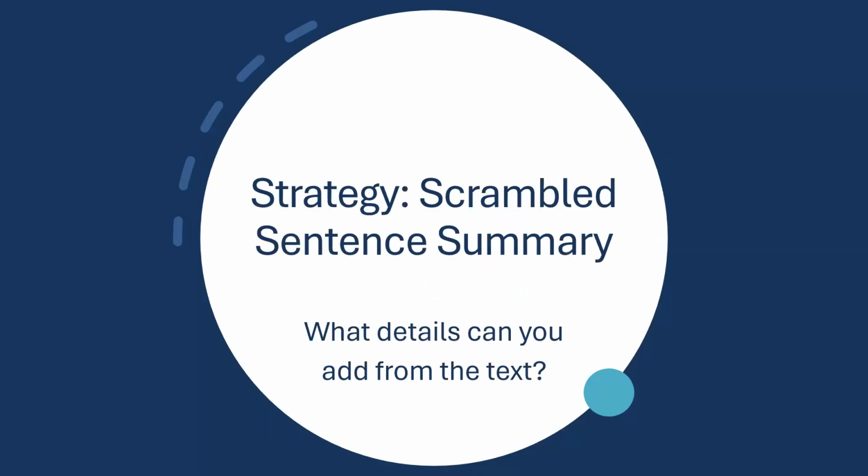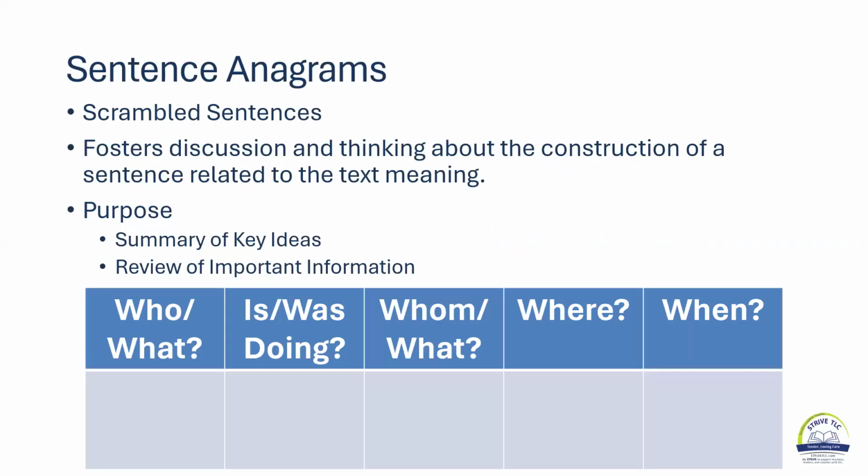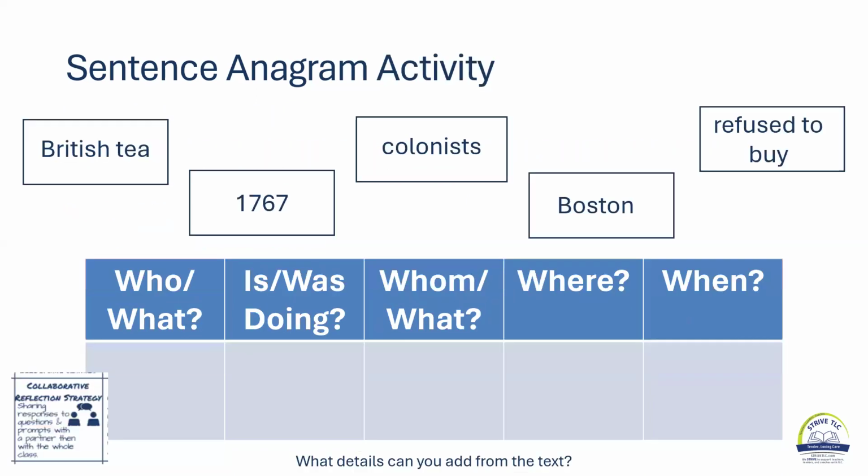Another strategy you might use is scrambled sentence summary: what details can you add from the text? So we want students to be able to place in these boxes the who or what, is or was doing, whom or what, where, and when. So my word bank would be this bank of words. Go ahead and take a second. You can pause if you'd like.